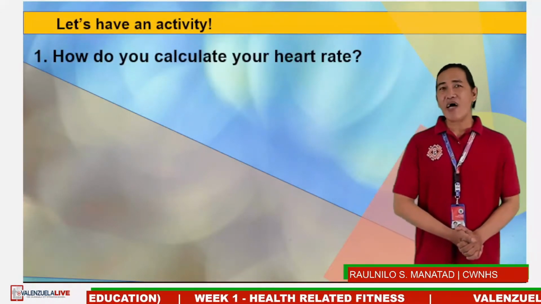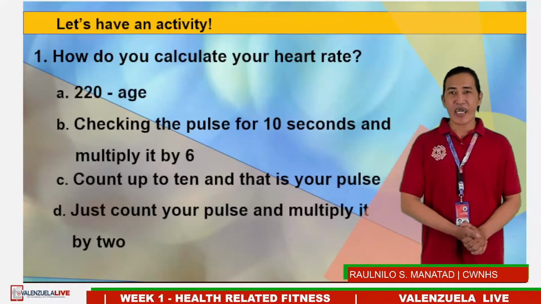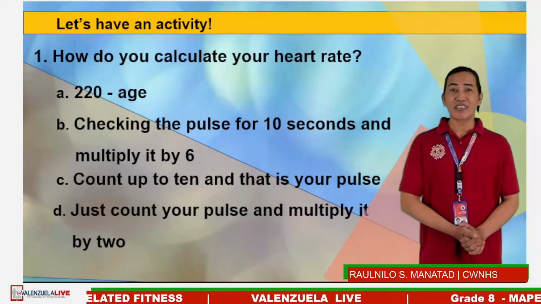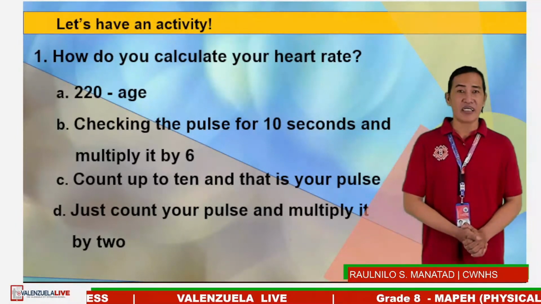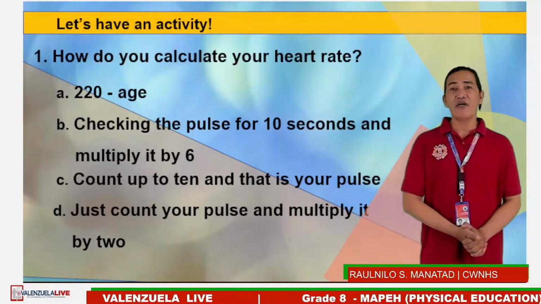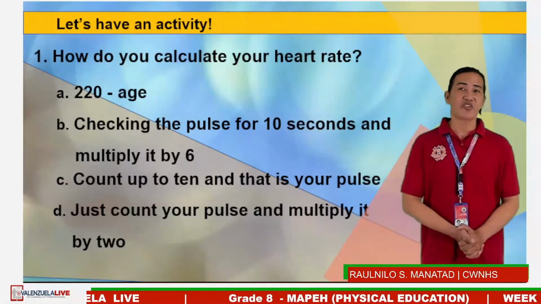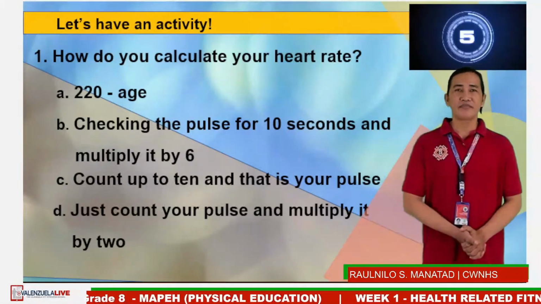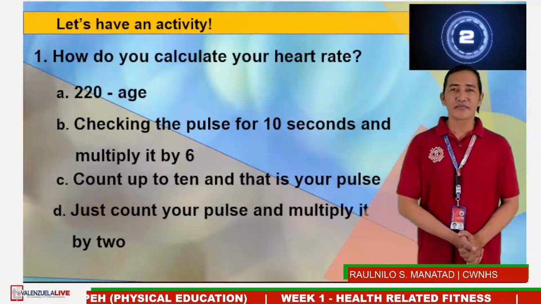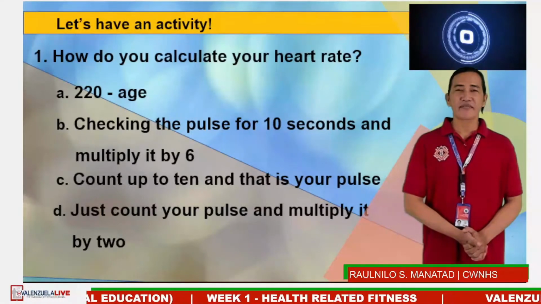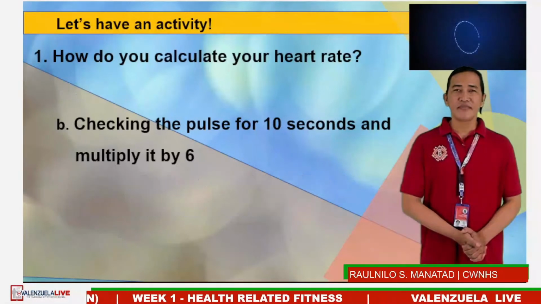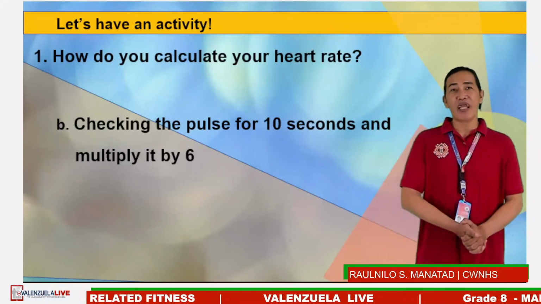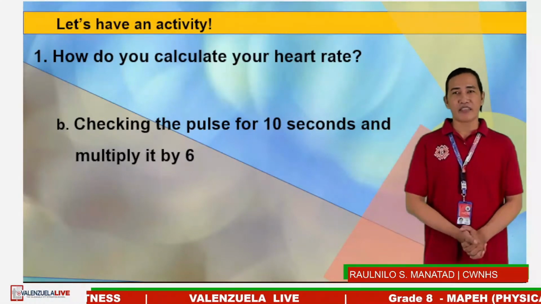1. How do you calculate your heart rate? A. 220 minus your age. B. Checking the pulse for 10 seconds and multiplying it by 6. C. Count up to 10 and that's your pulse. D. Just count your pulse and multiply it by 2. You got it right. B. Checking the pulse for 10 seconds and multiplying it by 6 is correct.